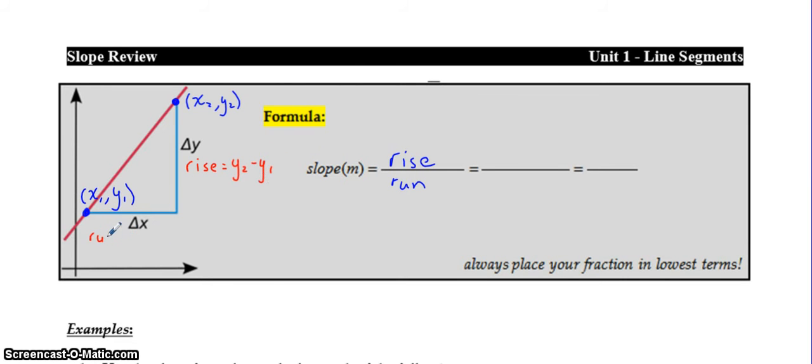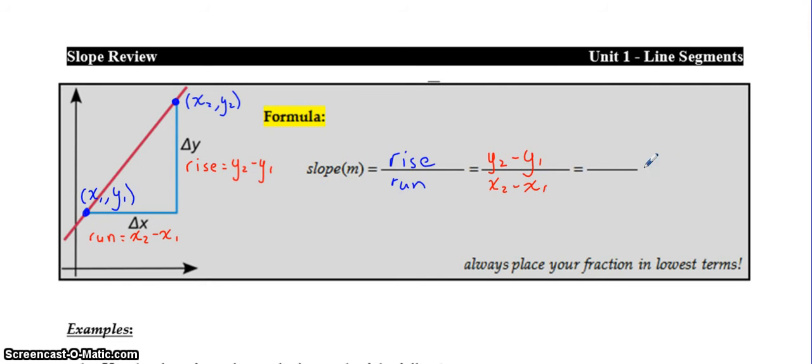The run is done along the x-axis. So if this x value was 1 and this x value was 5, the run would go from 1 to 5. So 5 subtract 1 would be 4. So that would be equal to x2 minus x1. So another way of writing the slope is y2 minus y1 over x2 minus x1.